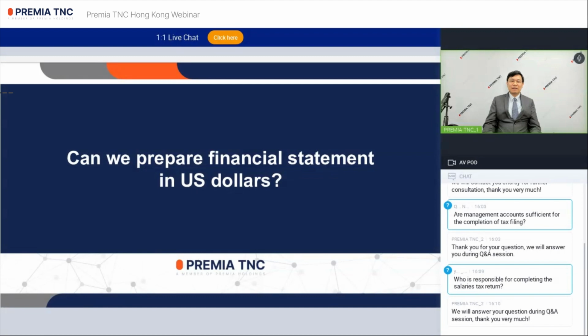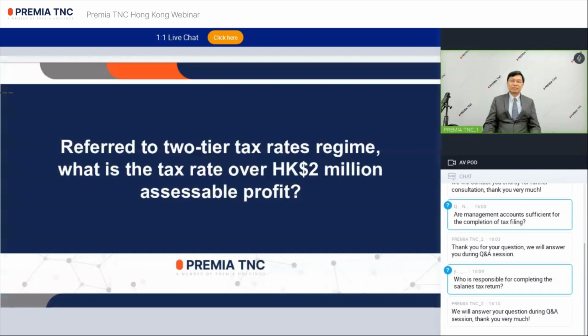Can we prepare financial statements in US dollars? Yes, there's no restriction in currency used to prepare financial statements. Referring to the two-tier tax rate regime, what's the tax rate over Hong Kong dollars 2 million assessable profit? The tax rate is the normal tax rate, that is 16.5% for limited companies and 15% for unincorporated business.